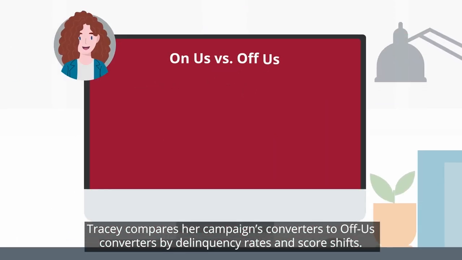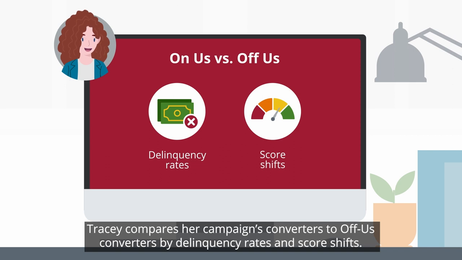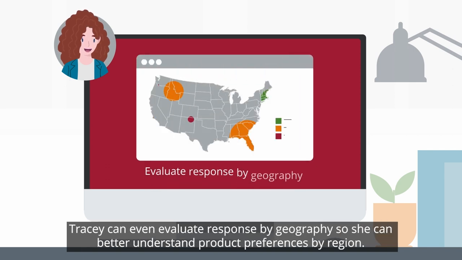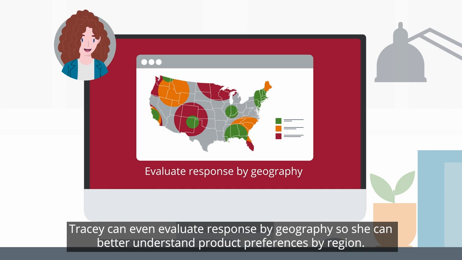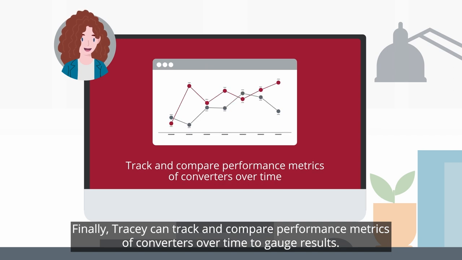Tracy compares her campaign's converters to other offers' converters by delinquency rates and score shifts. Tracy can even evaluate response by geography, so she can better understand product preferences by region. Finally, Tracy can track and compare performance metrics of converters over time to gauge results.